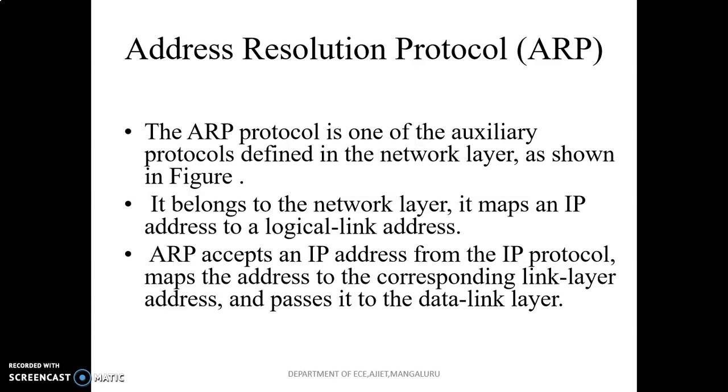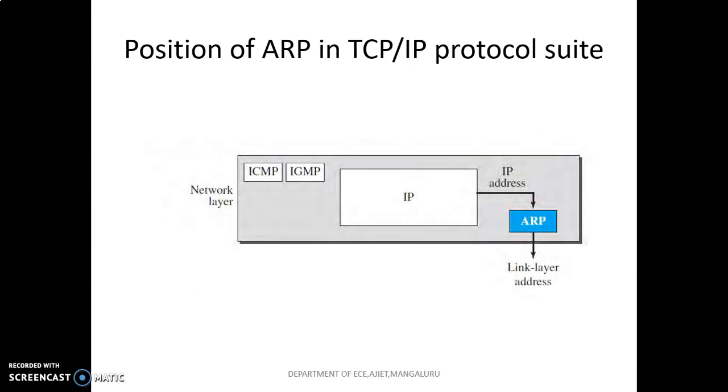It maps an IP address to a link layer address. ARP accepts an IP address from the IP protocol, maps the address to the corresponding link layer address, and passes it to the data link layer. Let us see the position of ARP in the TCP/IP protocol suite. If we have the IP address, then through ARP we are connecting it to the link layer address. This is the position of ARP in the TCP/IP protocol suite.